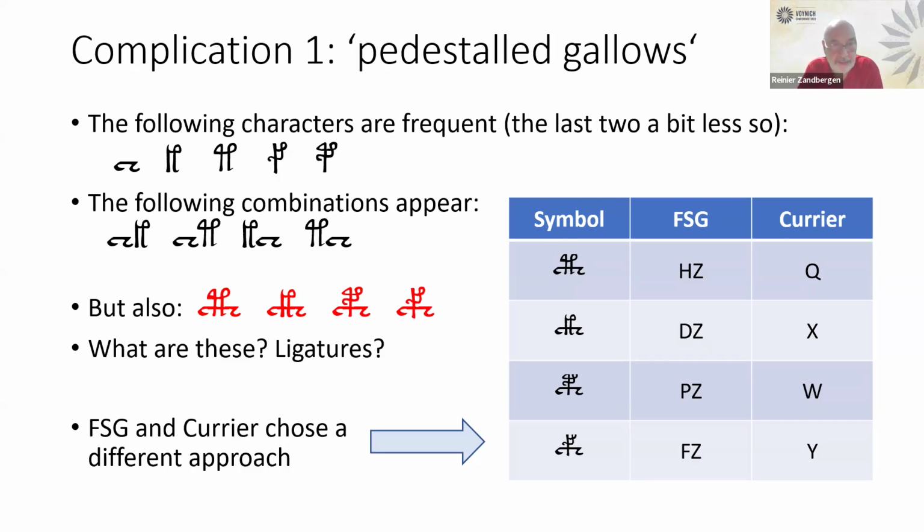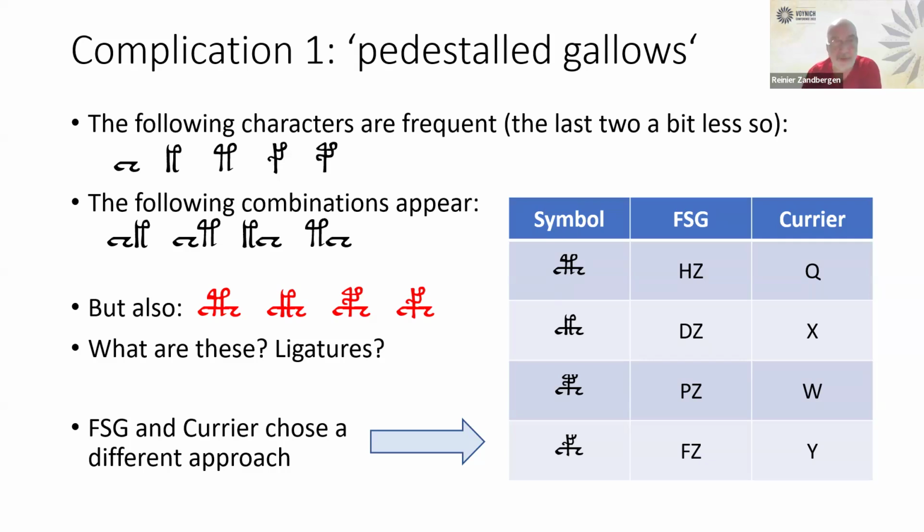Now, we don't know if these are new characters in their own right or if they are ligatures. And when somebody transliterates this text, he has to make a choice what to do with these. The FSG transliteration and Currier made different choices. FSG turned them into 2 symbols and Currier turned them into a single symbol.